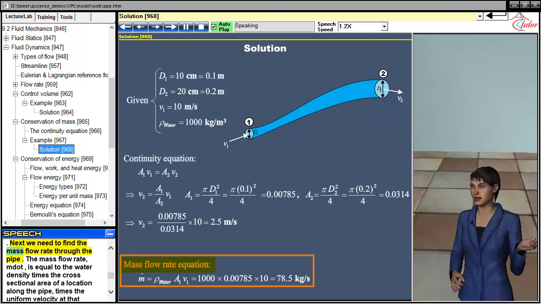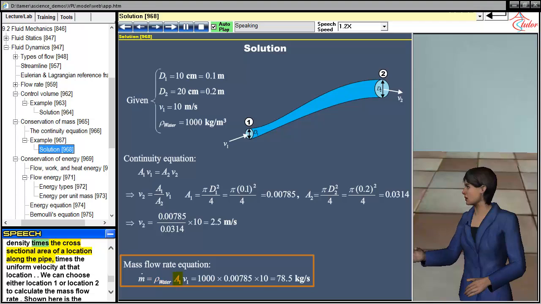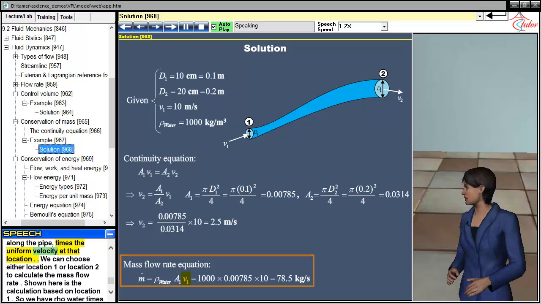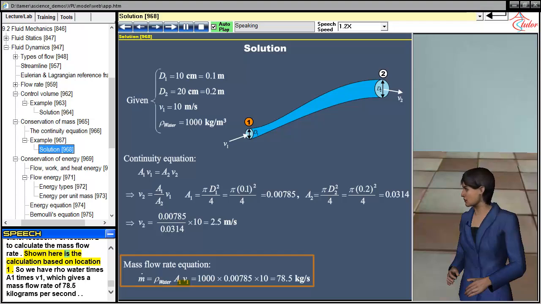Next we need to find the mass flow rate through the pipe. The mass flow rate, m dot, is equal to the water density times the cross-sectional area of a location along the pipe times the uniform velocity at that location. We can choose either location 1 or location 2 to calculate the mass flow rate. Shown here is the calculation based on location 1. So we have ρ water times A1 times V1, which gives a mass flow rate of 78.5 kilograms per second.